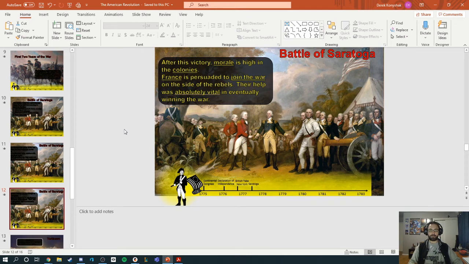Secondly, the other thing that the Battle of Saratoga did is it persuaded France to join the war on the side of the colonies, the rebels. And France's help, France is basically one of the huge reasons that we win the war. They were absolutely vital in eventually winning the war.